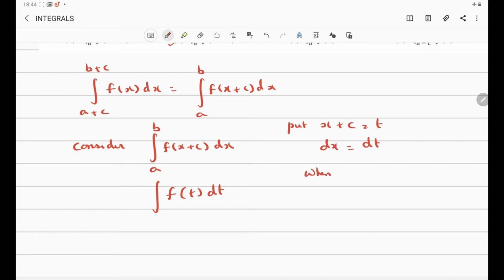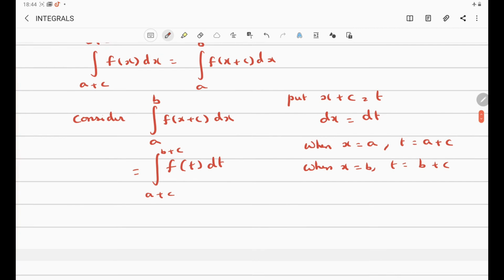When x is equal to a, t equals x plus c, that is a plus c, and when x is equal to b, t equals b plus c. So the lower limit becomes a plus c and the upper limit becomes b plus c. So we got this integrand f of x plus c as f of t dt, and the limits have changed from a to b to a plus c to b plus c.